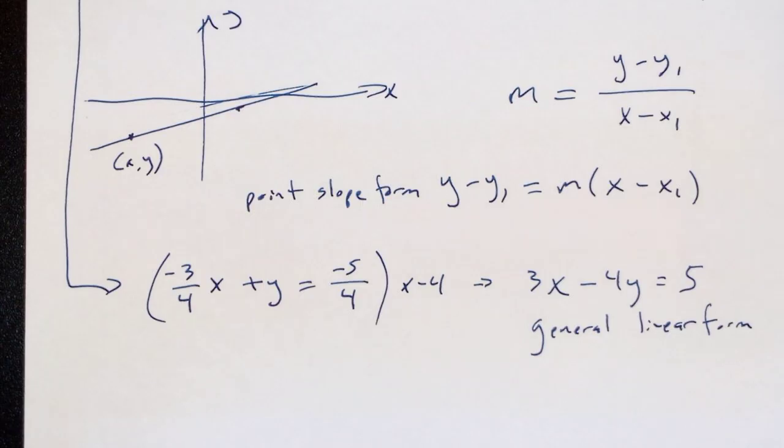99% of the time, I'm going to want to write a line in slope-intercept form simply because it's unique, and then I can look very quickly and know whether I got it right or wrong. But that's me. Just talking about this general linear form to use with two lines.